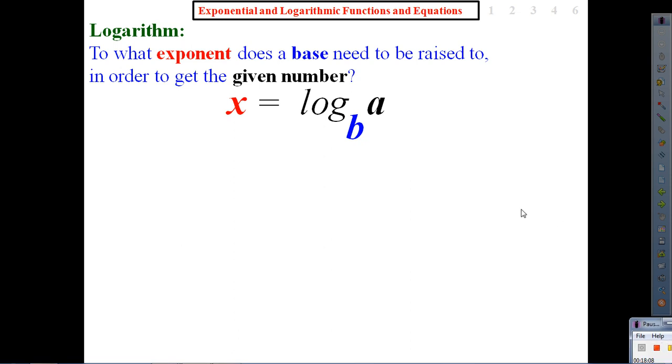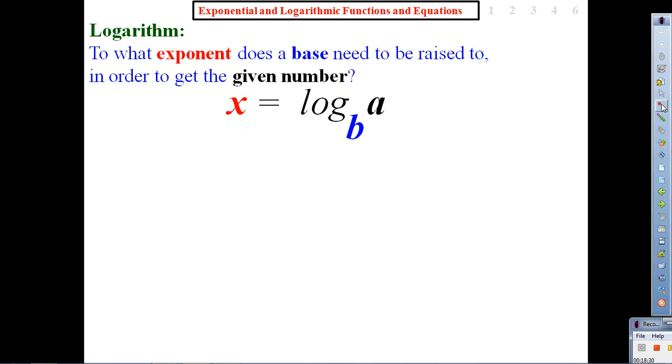All right. So with that said, can we identify the components of our logarithmic function? Each part plays a role. So let's see. X is our what? Exponent. What is b? The base. And what is a? A given number.